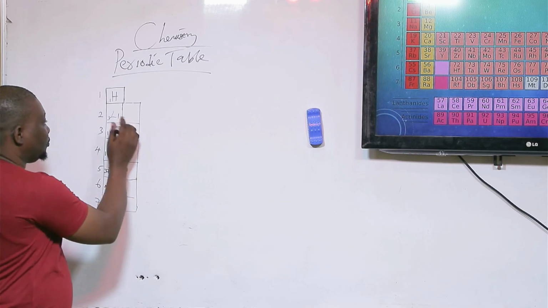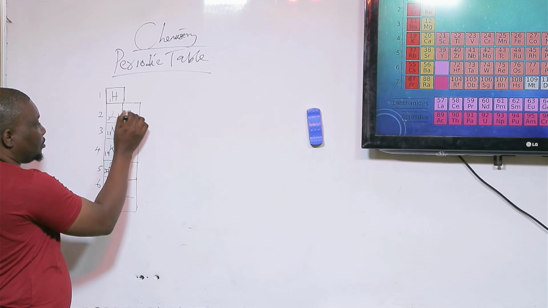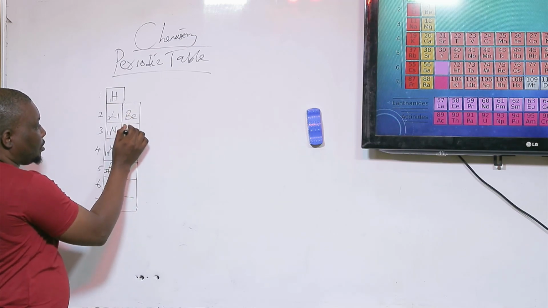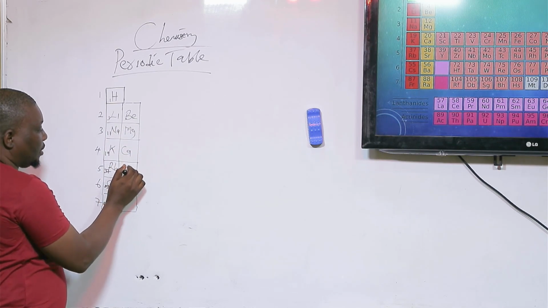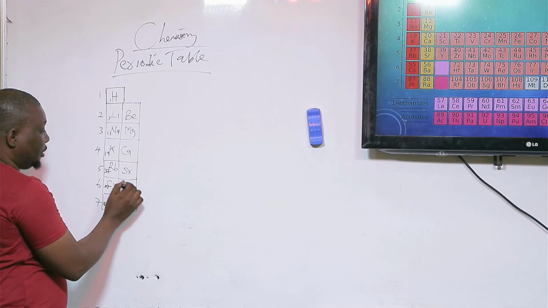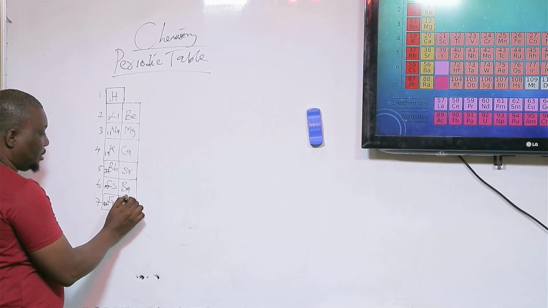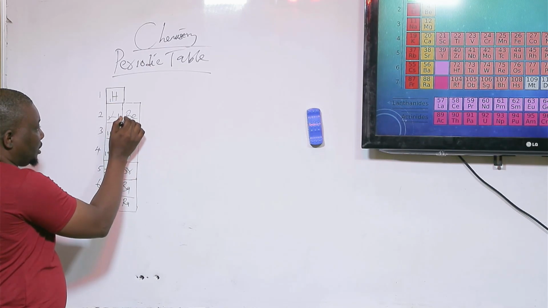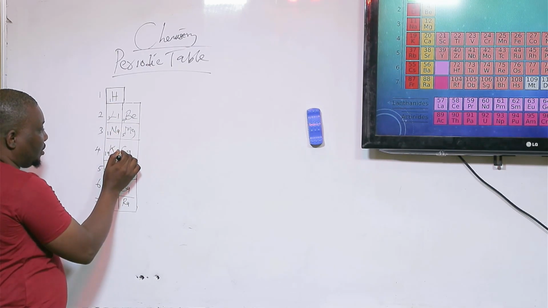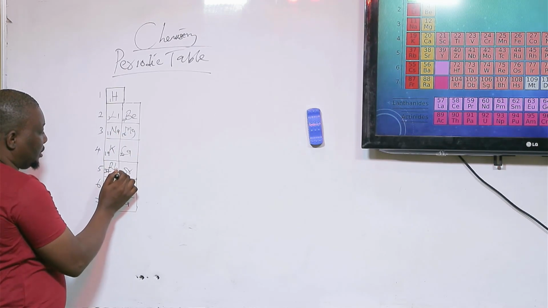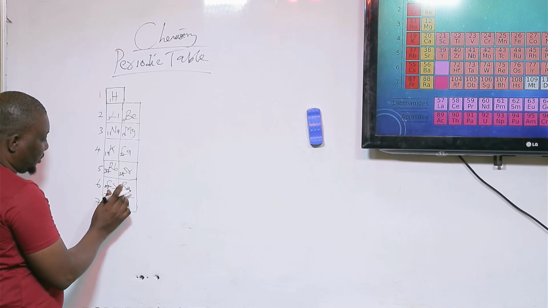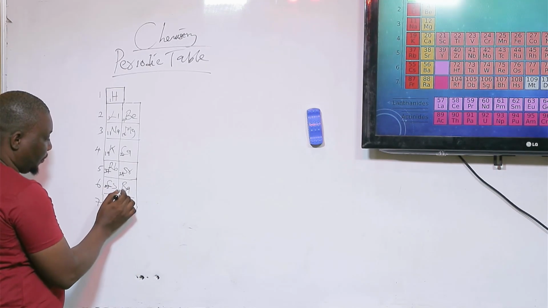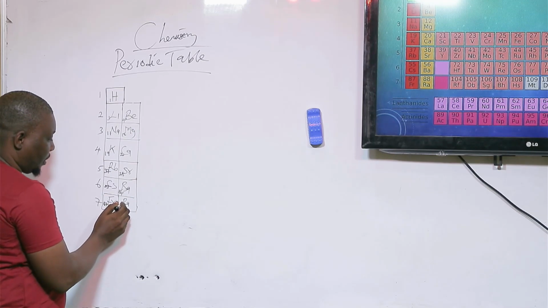And if you go to group 2, you have the likes of beryllium, magnesium, calcium, strontium, barium, and radium. So the atomic numbers here are 4, 12, 20, 38, and 56, it should be increasing, and then 88.